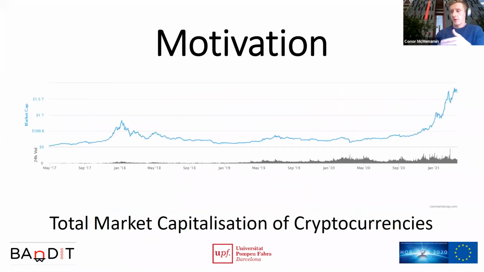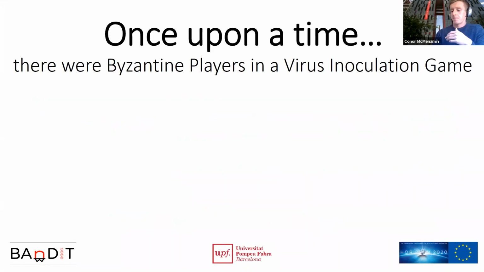So some more motivation, just replicating the slide from earlier on. You've obviously got this massive market capitalization of cryptocurrencies, but we can no longer assume honest players. This problem was originally considered for MPC in a paper called Byzantine Players in a Virus Inoculation Game. So it's the MPC setting. It's one action. All the players in the system are trying to do one action.